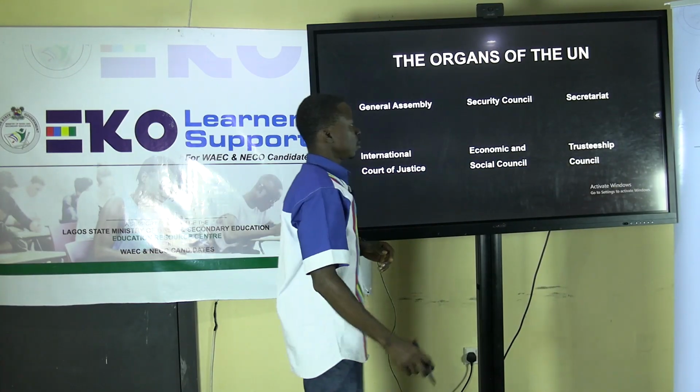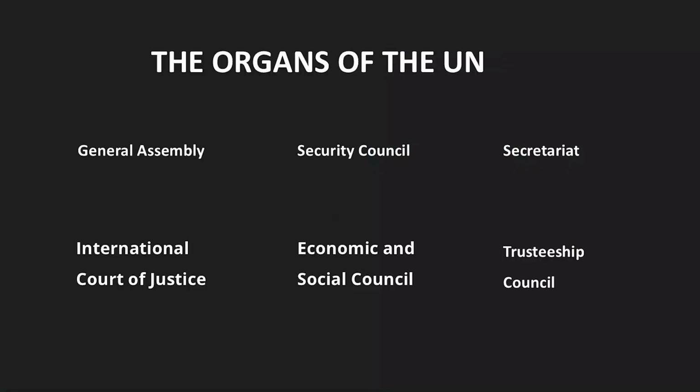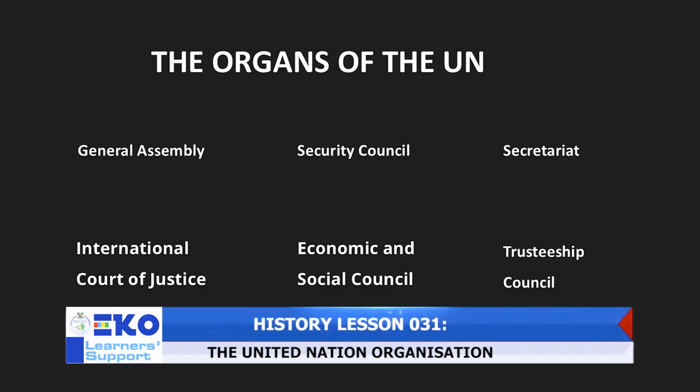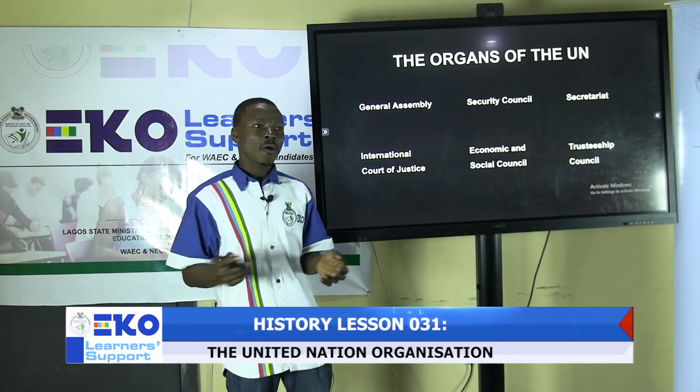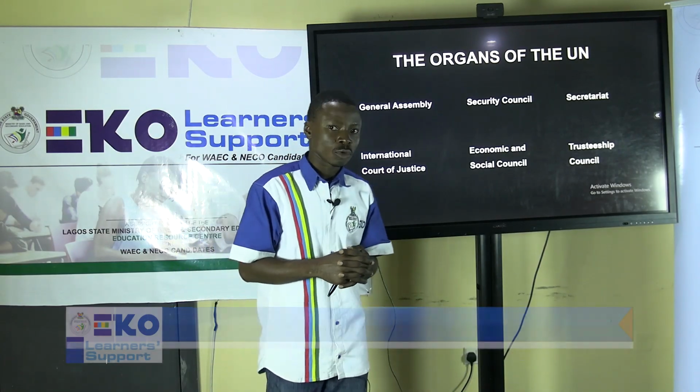Now we'll be looking at the organs of the United Nations. The organs of the United Nations include the General Assembly, which comprises all member states of the United Nations. Then we have the Security Council, which comprises 15 member states that have been selected among members, having 5 permanent members. Then the Secretariat is the administrative organ of the organization. Then the International Court of Justice, which is the judiciary organ of the organization. The Economic and Social Council, which is the organ that oversees the cooperation and development among humankind, and also the Trusteeship Council.